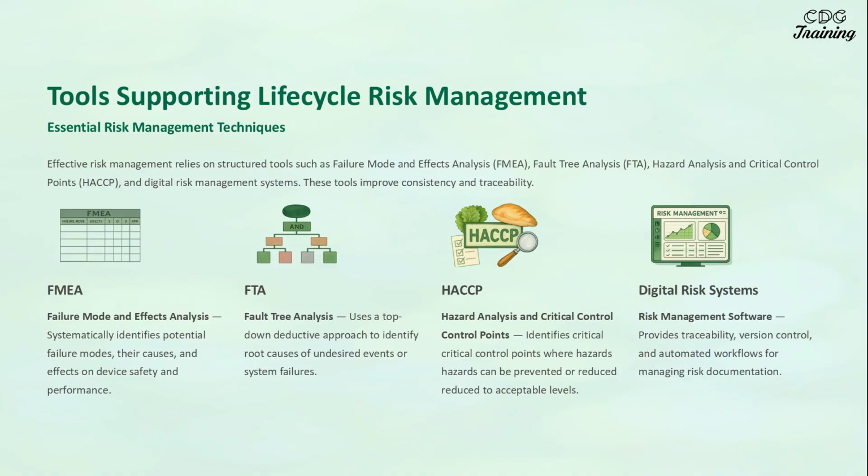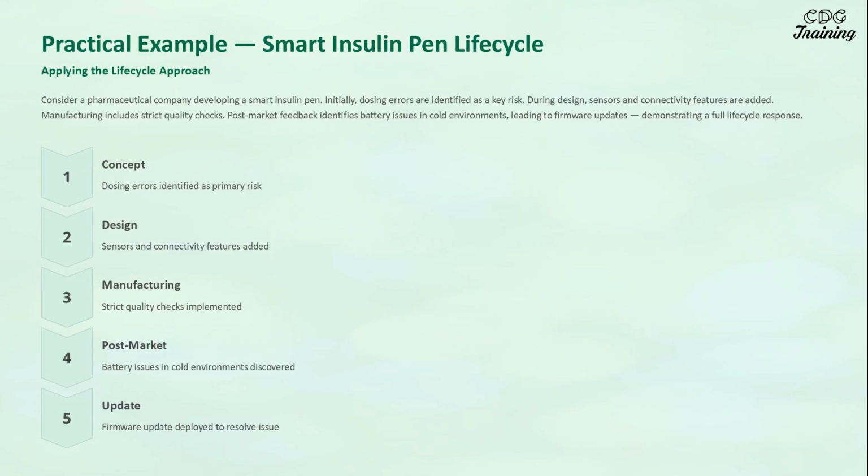Tools like FMEA, FTA, HACCP, and digital risk systems are essential for effective risk management. These techniques help identify, analyze, and control potential risks throughout the lifecycle. Consider a smart insulin pen's lifecycle, where dosing errors are identified early and strict quality checks are implemented. This example illustrates the importance of a full lifecycle response.